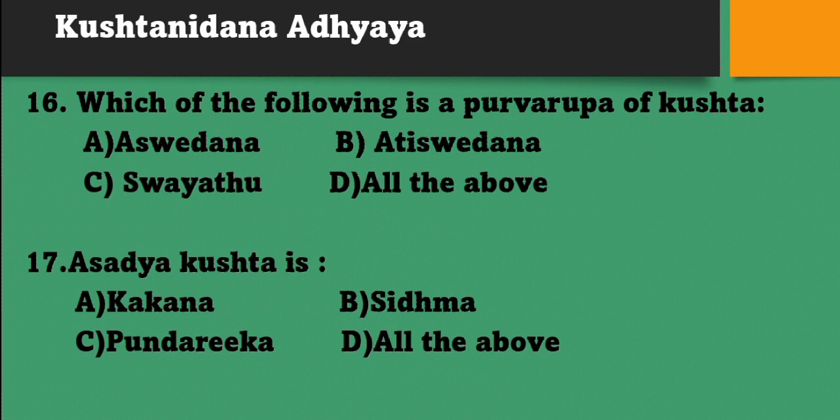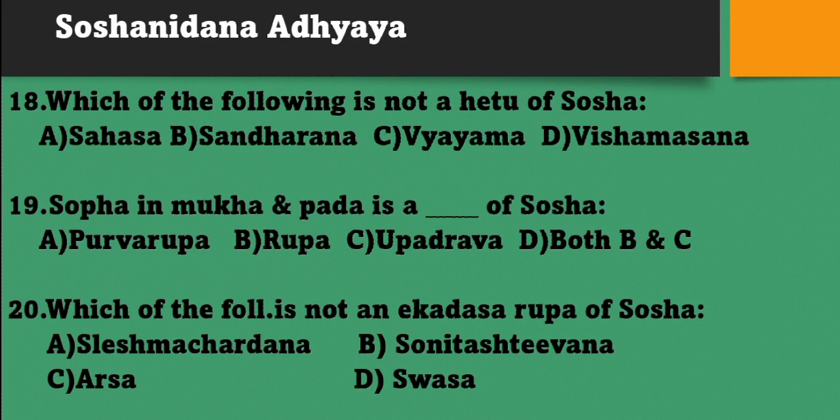Which of the following is a Purva Rupa of Kushta? Asvedana, Atisvedana, Shvetu, all the above. Asvedana, Atisvedana, Shvetu, all these are the Purva Rupas of Kushta. So, option D. Asadhya Kushta is Kakana, Sidhma, Pundarika, all the above. Asadhya Kushta is Kakana Kushta, option A.